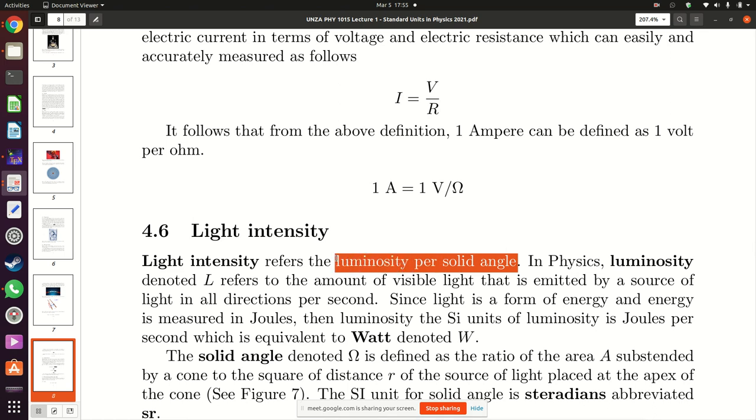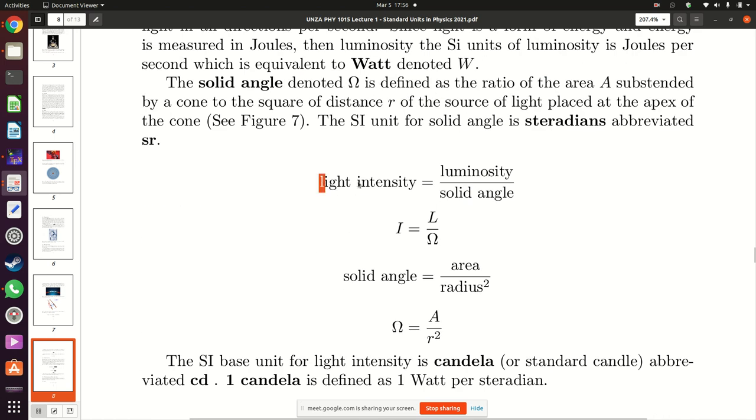Now, luminosity is just how many watts of energy does your bulb emit? So if you go to the shop, then you can buy a bulb, and this bulb says 6 watts. That is the luminosity, okay? If your bulb says 12 watts, that is the luminosity. So luminosity deals with the source of light. How much energy does your bulb emit in all directions? That is the luminosity. Then comes the solid angle. So light intensity is basically luminosity divided by solid angle.